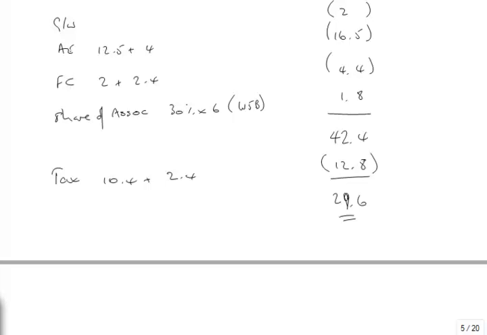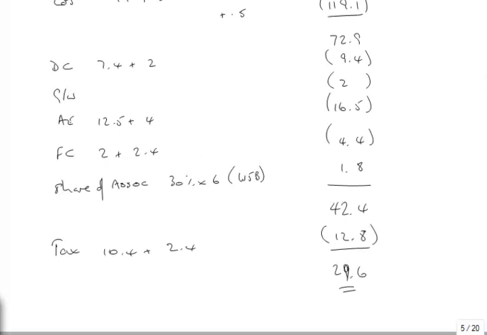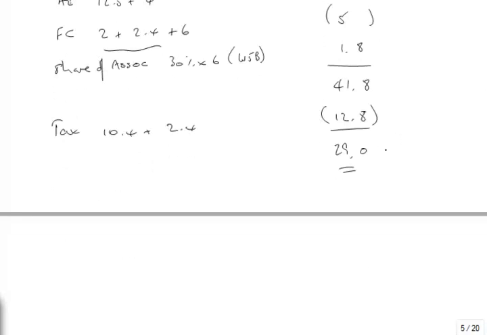Oh, do you know what you've forgotten? You've forgotten the finance cost. Sardonic's got 900, so 2/3 of 900 plus 600, that should be 5. Oh dear. That's then 41.8. 12.8 leaves me with 29 of this amount.